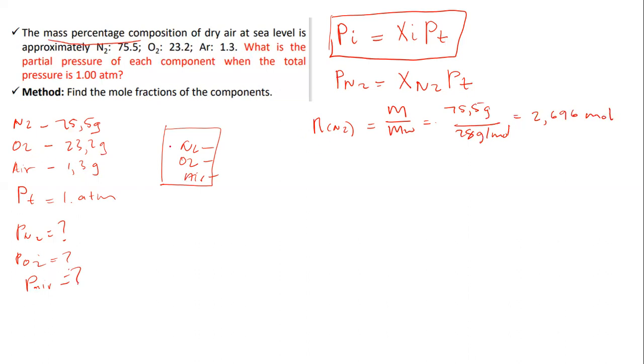And therefore I'm going to do the same and determine the number of moles of oxygen gas. It's going to be mass over molar weight. The mass of oxygen is provided to be 23.2 grams divided by the molar weight. We know it's 16.